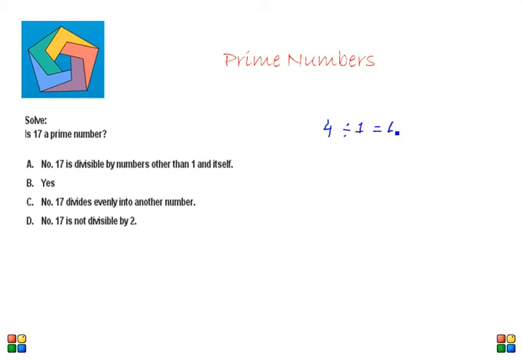by 1, I get 4. Well, 4 divided by 2, let's see. Yes, 2 times 2 gives us 4. So we see here that it is divisible by 1, and it is divisible by 2 as well. And if I divide 4 by 4, I get 1. So we can see here that 4 does not have only 2 factors, it has more than 2 factors. So this is not a prime number.